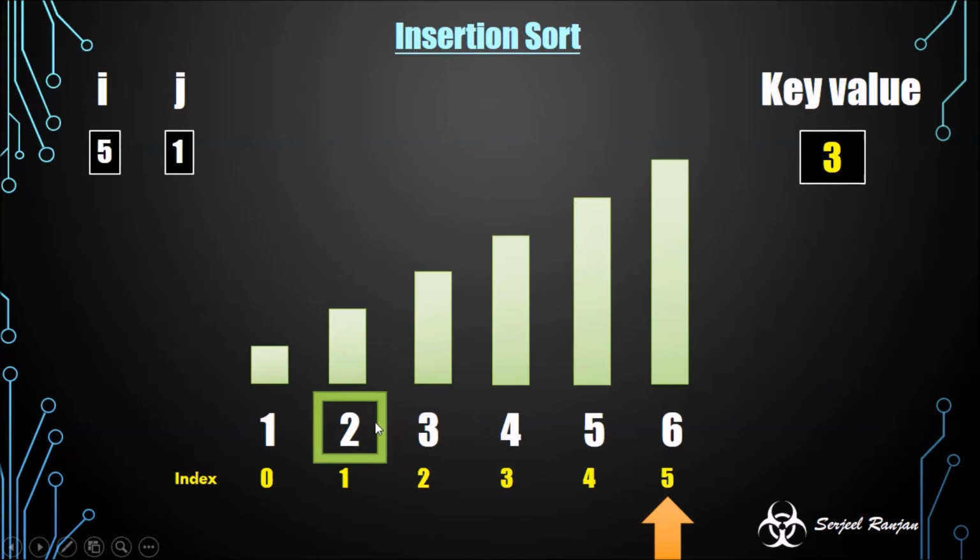So box came to the first index, and at this index you observe the box value is lesser than the key value. So here we have to stop. I don't need to check any further on the left side if there are any numbers greater than key value, because that is not possible. Alright, so with this our sorting is done.